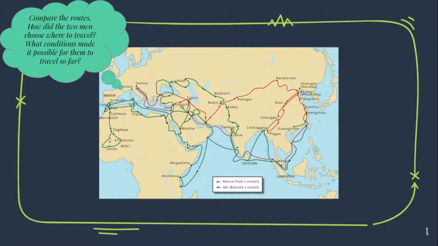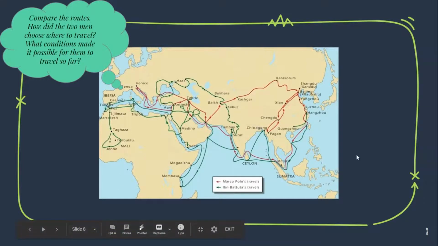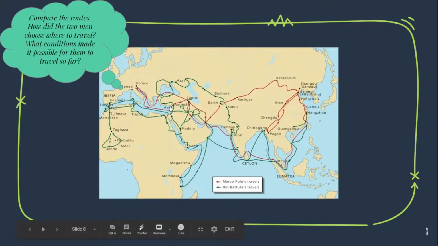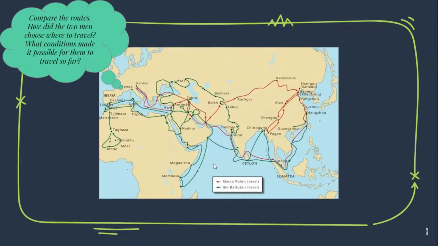So here is just a little mini recap of those two travelers with their maps, right? The red here is all of what Marco Polo traveled, while the green color is what Ibn Battuta traveled as well. And you can see they had a very interesting, similar path.